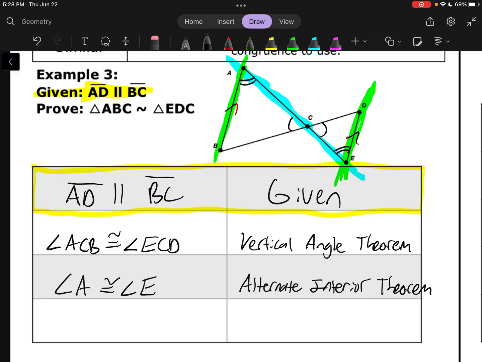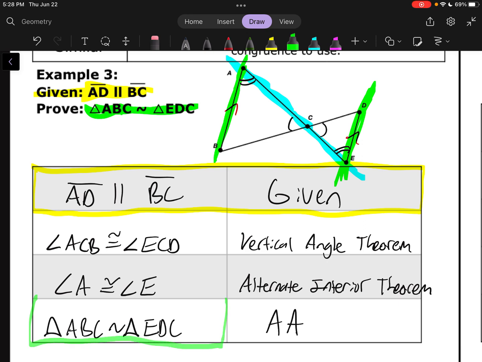And now checking out my diagram, I've got two sets of congruent angles. And that means that triangle ABC must be similar to triangle EDC by AA. So AA is probably the easiest way of proving triangles similar if you can manage it. But sometimes we're not going to be able to find two angles, and then we'll have to use some sides or something. But in that case, we didn't know anything about the sides, so angle all the way.